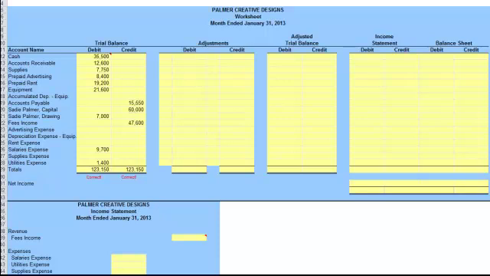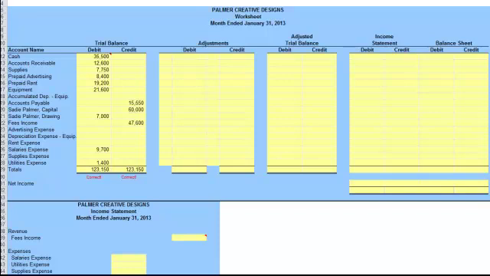Hi class, this is your instructor, and I thought we would go over some of the highlights out of Chapter 5. We're going to learn how to make adjustments to some of our accounts and complete a worksheet. And the worksheet is just a tool or a form that we use to gather all the data that we need at the end of the accounting period to prepare our financial statements.